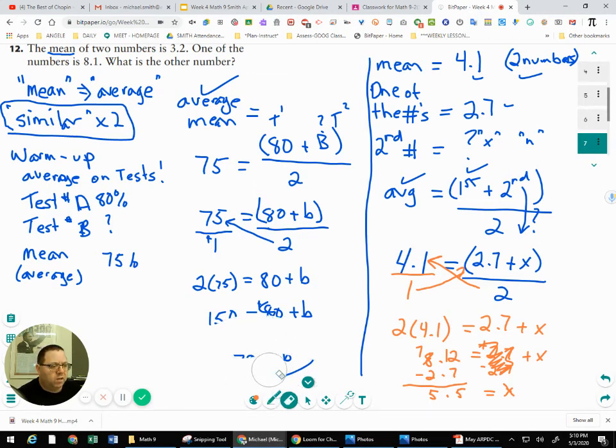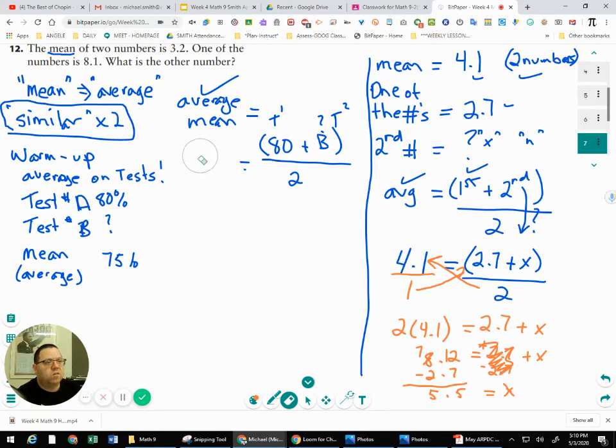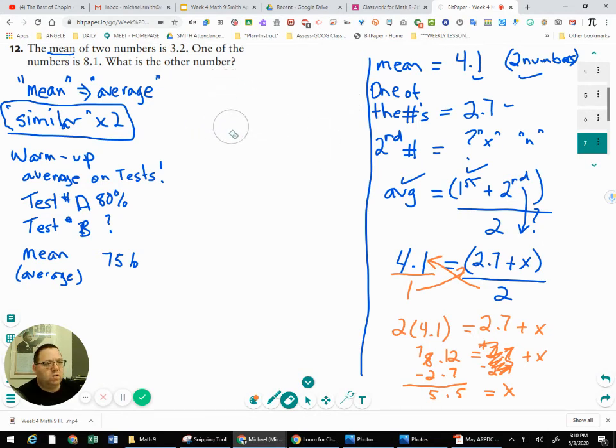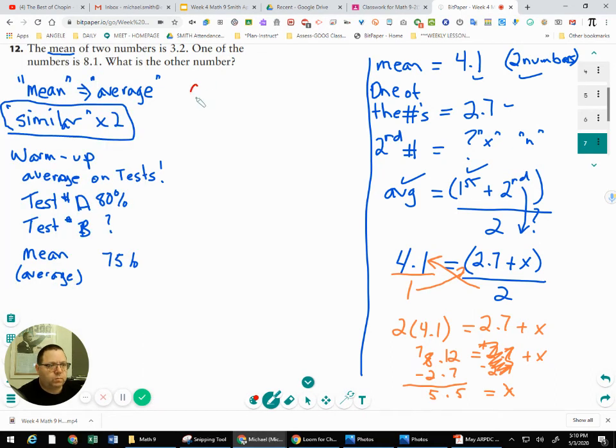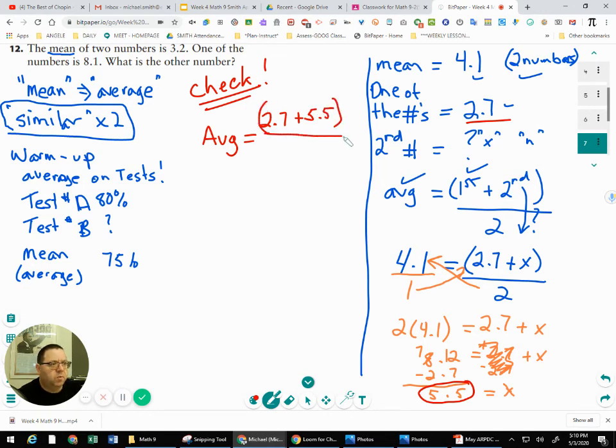So here's what I'm gonna do. I'm now gonna just erase my simple warm-up, because I actually want to check this. I think sometimes a few students maybe struggle with this notion of average. And so let's just go ahead and check this. What's our average between, well, we know one of the numbers is 2.7. And now we're assuming we are correct. The second number is supposed to be 5.5. We're supposed to add those two numbers up and divide by 2.